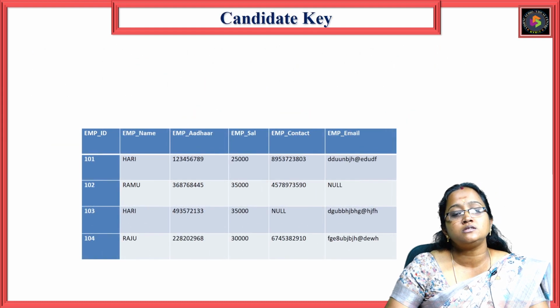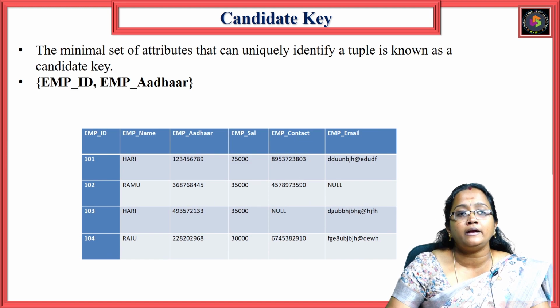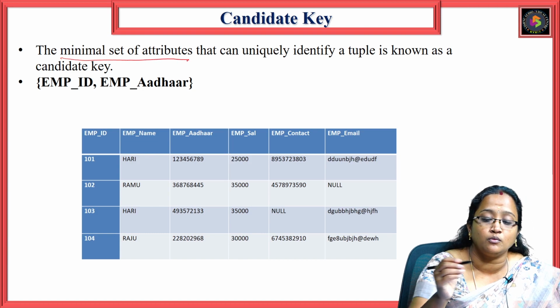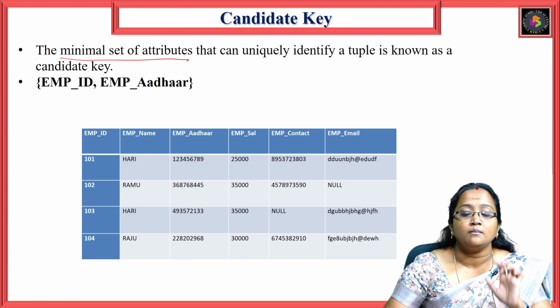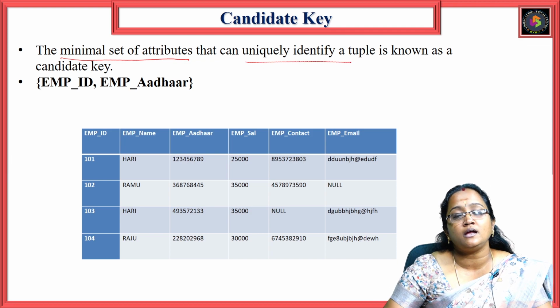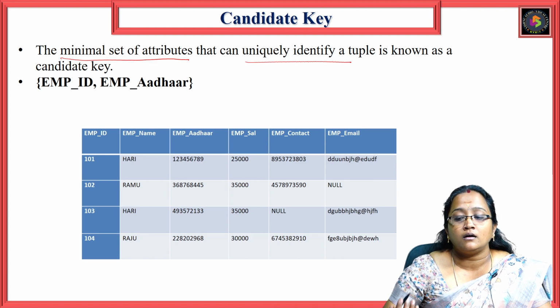Next one is candidate key. Once we derive the super key, we can easily find out the candidate key. Candidate key is also called a minimal subset of attributes. Minimal set of attributes means that can uniquely identify. So once we take the super key, we are going to take the candidate key.